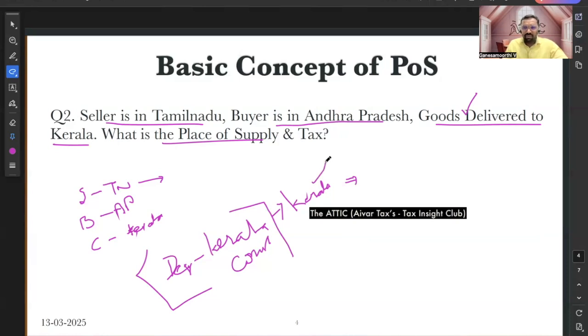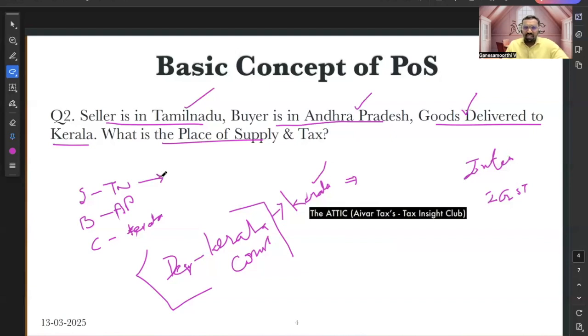So what tax should he charge in the invoice? There is no doubt. It is an interstate supply. Okay. So the buyer is in Andhra Pradesh and goods are delivered to Kerala. The seller is in Tamil Nadu. So anyhow, in all ways, it is an interstate supply. Then we have to charge IGST. There is no doubt. So the seller in Tamil Nadu has to charge IGST.